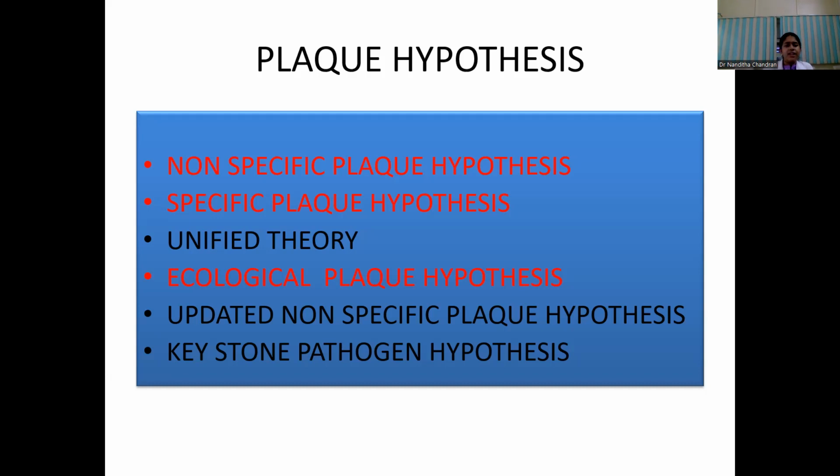Then we had unified, then we had ecological. The ecological plaque hypothesis states that any shift in the ecological conditions like pH or humidity can influence the formation of plaque. Then we had the updated non-specific, and finally the keystone pathogen hypothesis in 2012, by Hajishengallis. This hypothesis states that the keystone pathogen, P. gingivalis, is the predominant microorganism responsible for causing the disease process, and various mechanisms have also been put forward based on this keystone pathogen hypothesis concept.